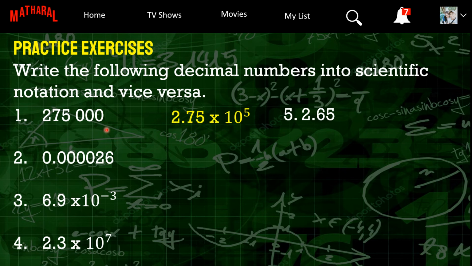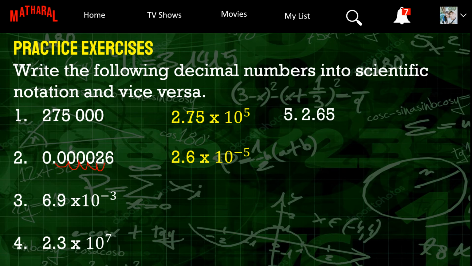And then, for number 2, we have 0.000026. So this smaller number, or small number rather, is asked to be expressed in scientific notation. And in scientific notation it is equal to 2.6 times 10 raised to negative 5 power. As what we had here, yung nagbibilang po tayo.